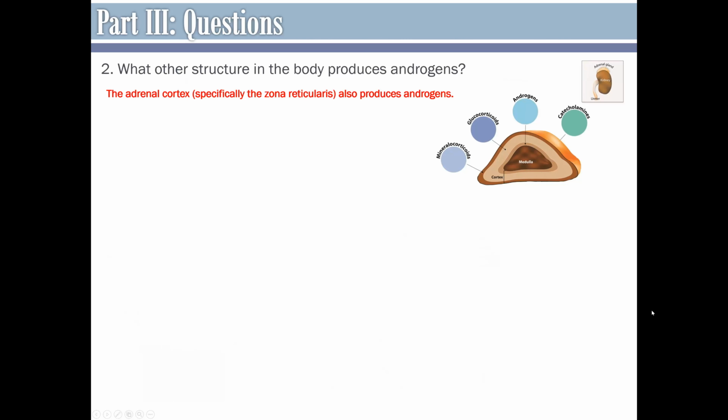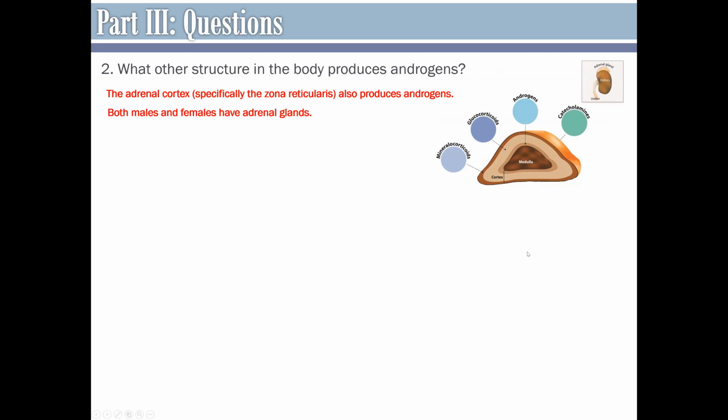Quick review from earlier this semester: we have the adrenal gland that sits on top of the kidney. The medulla makes the catecholamines, which are epinephrine and norepinephrine. The next layer out, the zona reticularis, makes the androgens. The middle cortical layer, the zona fasciculata, makes your glucocorticoids like cortisol. And the outermost layer of the cortex, called the zona glomerulosa, makes your mineralocorticoids like aldosterone.